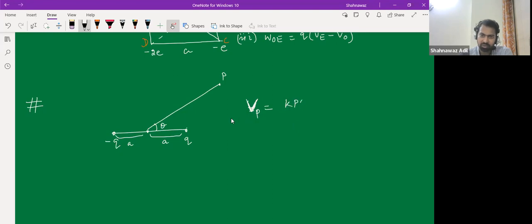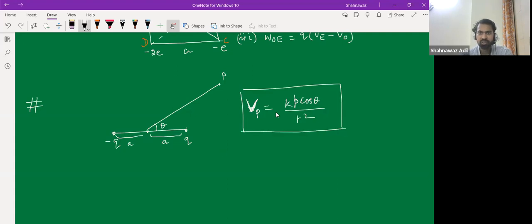So I should not write this. This is the point and this is the dipole moment magnitude. So just remember Kp cos theta by r square. Yes, Aisha, absolutely correct. So this is the potential. I should not write this subscript, as it would be confusing with this P. So this is the potential of a dipole, and we see that this varies as 1 over r square.